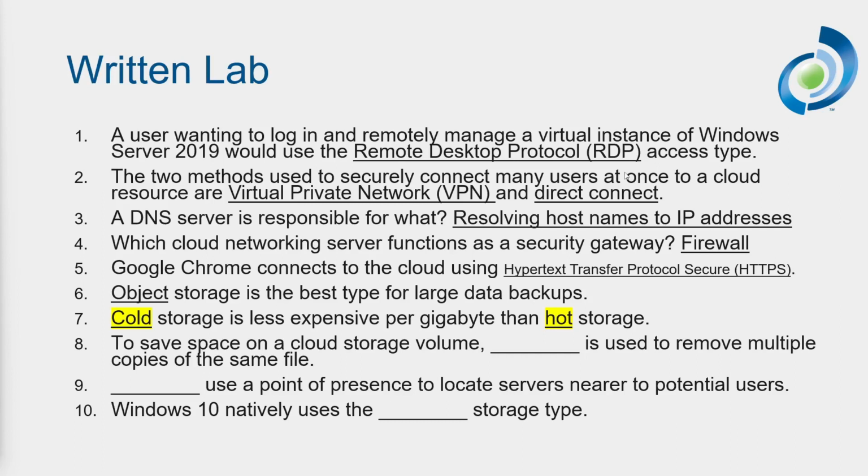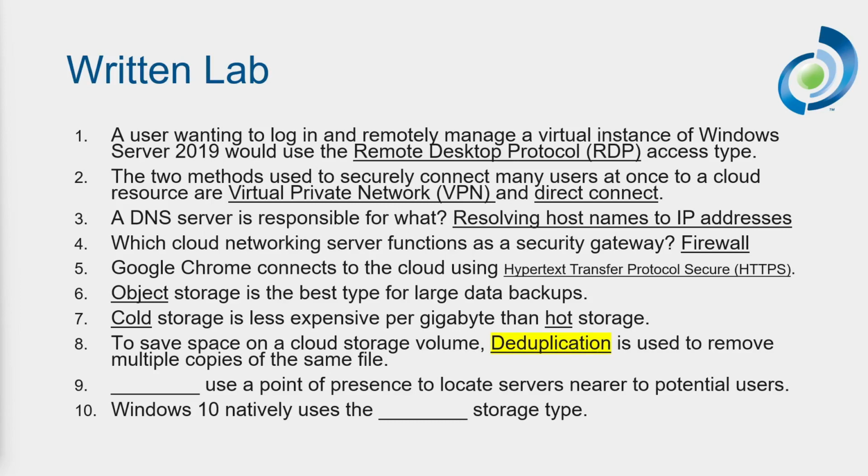And we talked about those words kind of having different, well, they don't have different meanings, but they refer to different types of storage. All right, number 8, to save space on a cloud storage volume, blank is used to remove multiple copies of the same file. This is deduplication. So that's a definition of something you need to know. Deduplication is used to remove multiple copies of the same file.